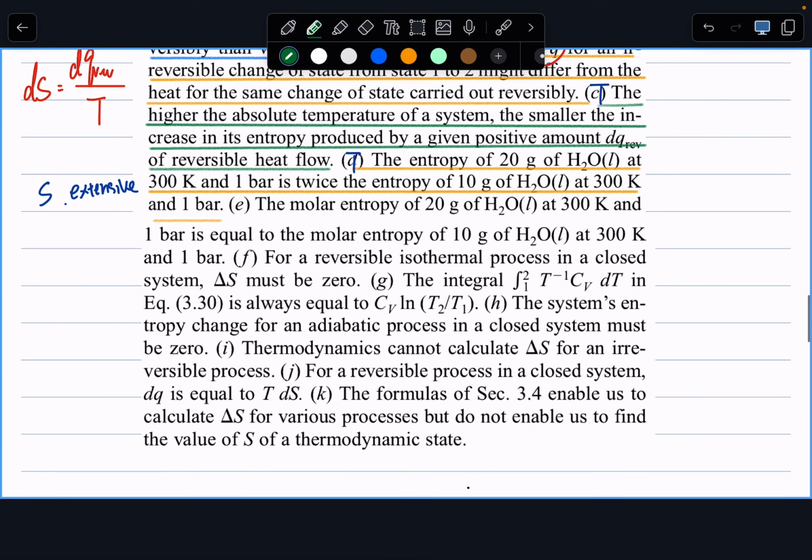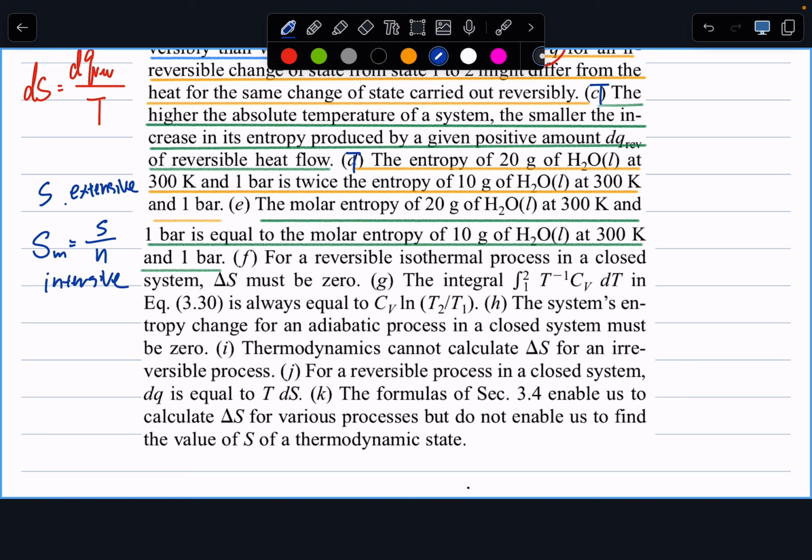The next statement is related. So question E, we have the molar entropy of these two, 20 grams of liquid water or 10 grams of liquid water, will be equal. So in this case, it's asking, is molar entropy an extensive or intensive property? By writing out molar entropy, which is entropy with a subscript m, that equals S divided by N. So that is an intensive property, and hence this will be a true statement.